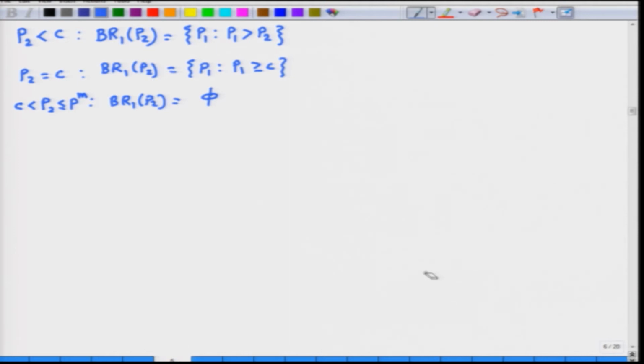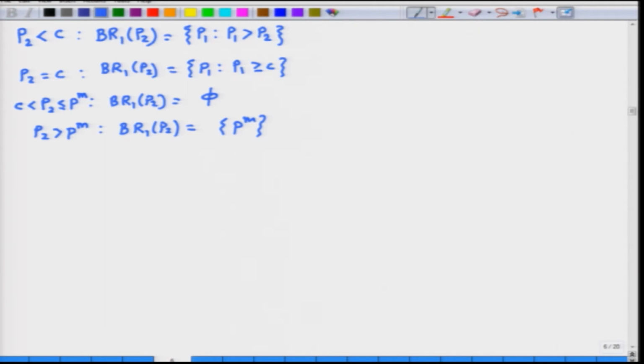Finally, when firm 2 is choosing a price which is strictly greater than the monopoly price, firm 1's best response is simply choosing the monopoly price. So, when firm 2 is choosing a price strictly larger than the monopoly price, firm 1's best response is to simply choose the monopoly price.